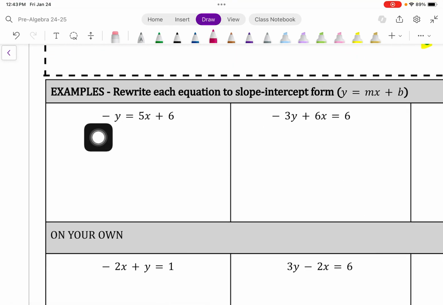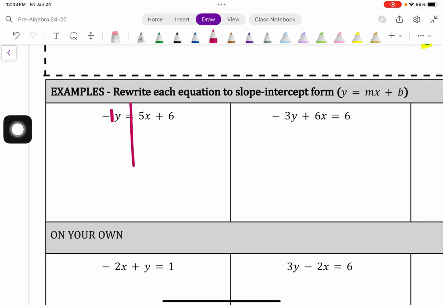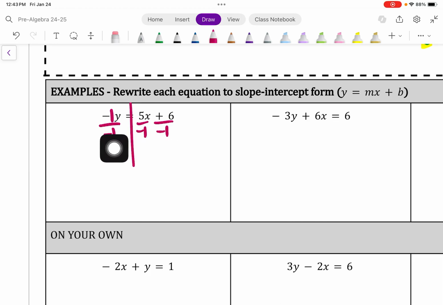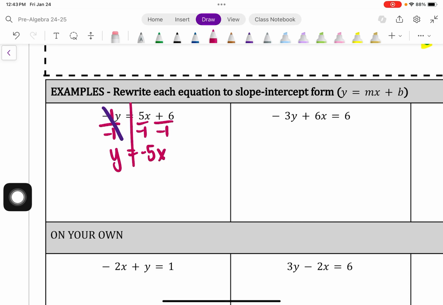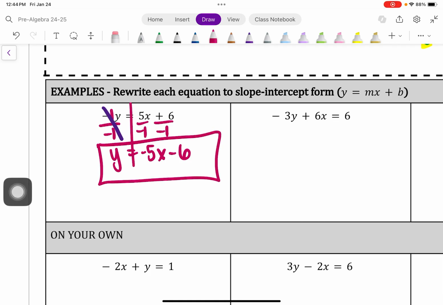Well, the first one, there really isn't a number, but we know there is a number 1 in front of y. Technically, it's a negative 1, because there's a negative in front of it. I'm going to draw my line of equality. I've got to get y by itself. So in order to do that, I'm going to divide by negative 1. Everything gets divided by negative 1. What you do to one side, you have to do to the entire other side. So negative 1 divided by negative 1 cancels out, and I'm left with just y. 5 divided by negative 1 is negative 5. And then 6 divided by negative 1 is negative 6. So that is my rewritten equation.